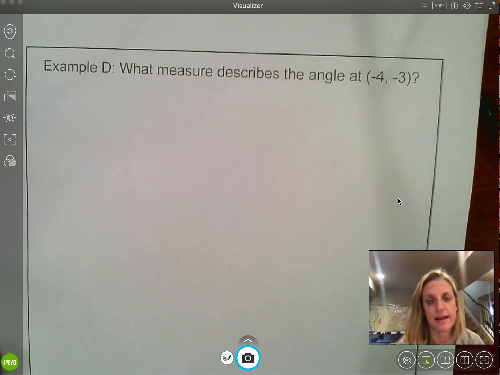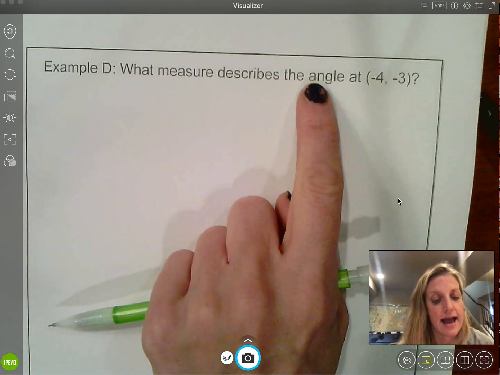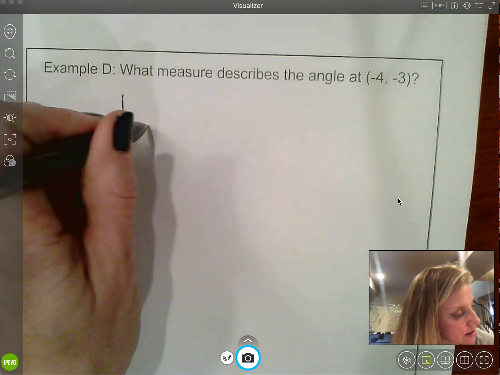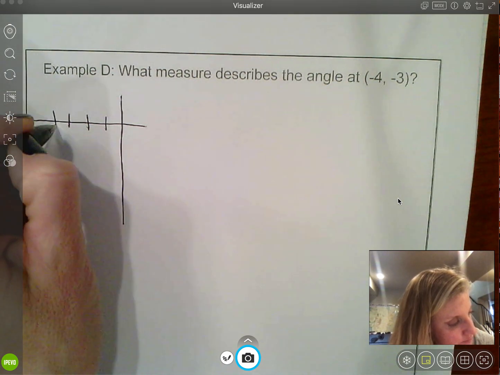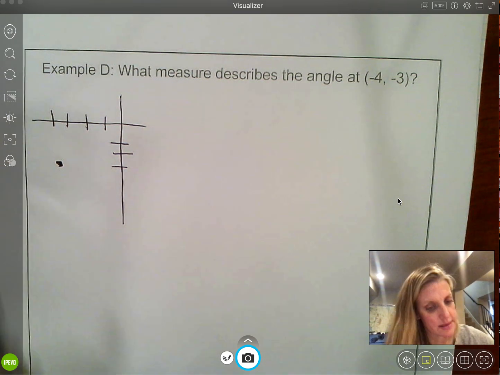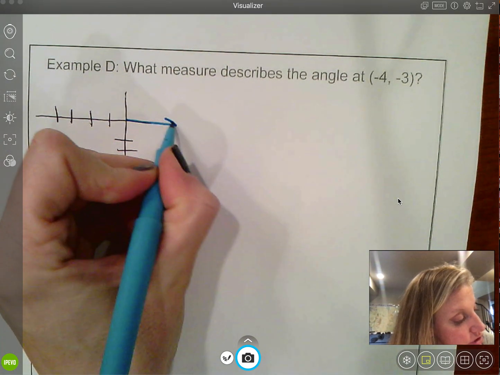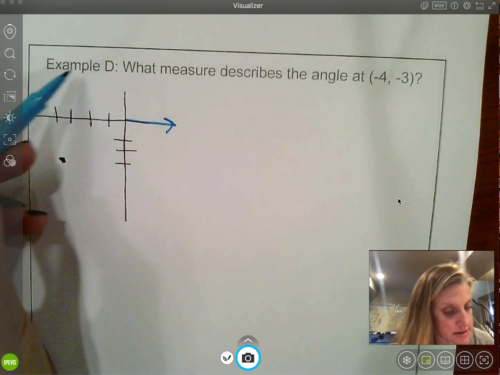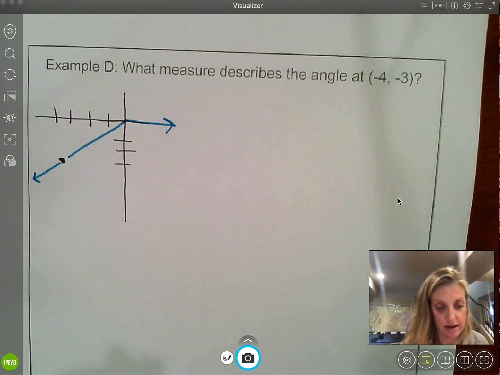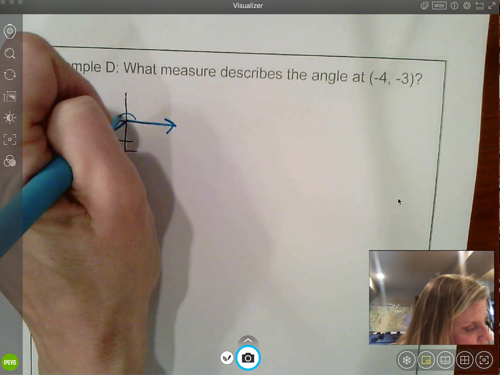We don't even really know what that means very much. All I know is I have a point at -4, -3, and I need to have an angle made out of that. So let's just do a little sketch. -4, -3 is going to put us in quadrant 3. 4 to the left, 3 down. Just like that. All right. Well, what do we know about angles that we've been dealing with? Our initial side is always that positive x-axis. It's going to go around, and the terminal side is going to go through that point of -4, -3. Okay. So the angle that they're asking about is that one right there.